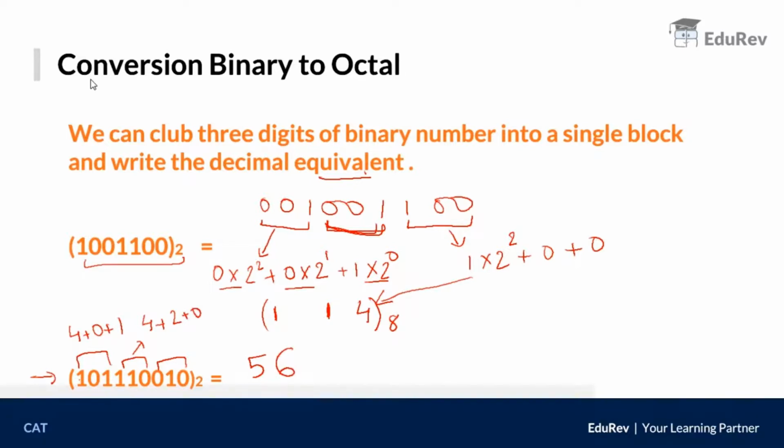Similarly for 0, 1, 0, the first is 0 only. Second number will be multiplied with 2 raised to 1, which is 2, and the third is a 0. So you are left with 2. So this is your answer, 562 to the base 8. So in this manner you can convert binary to octal.